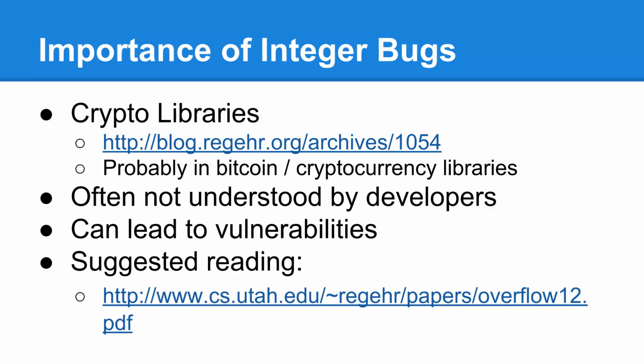They're surprisingly common in crypto libraries, according to the Embedded in Academia blog post here. I wouldn't be surprised if there are integer vulnerabilities in Bitcoin and cryptocurrency libraries, at least to mine them, if not to check signatures or some of the wallet functions. They're often not understood well by developers and lead to vulnerabilities. There's a paper here that I've linked that's pretty good reading on catching integer bugs from a code auditing perspective.